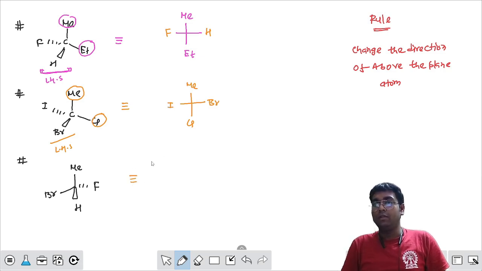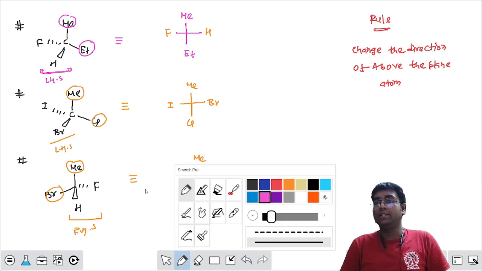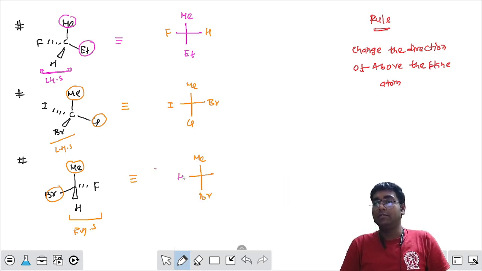Fine. Now let's look at this question, where we have to keep the on the plane positions in a linear manner. So methyl and bromine. Now we can see this above the plane and below the plane are on the right hand side of the concave. So the above the plane is on the right hand side, so we have to change the direction to the left hand side in the Fisher projection. So the hydrogen will be on the left hand side and the fluorine will be on the right hand side.